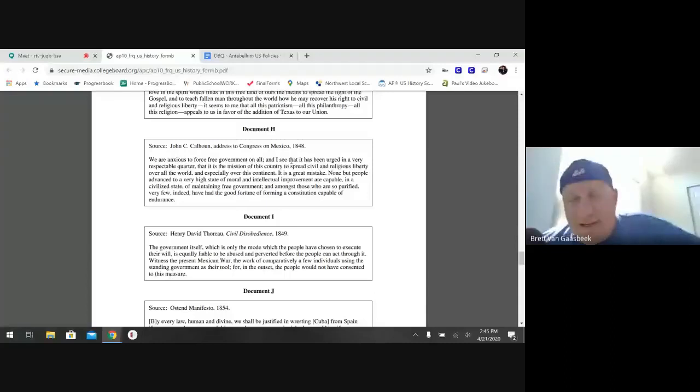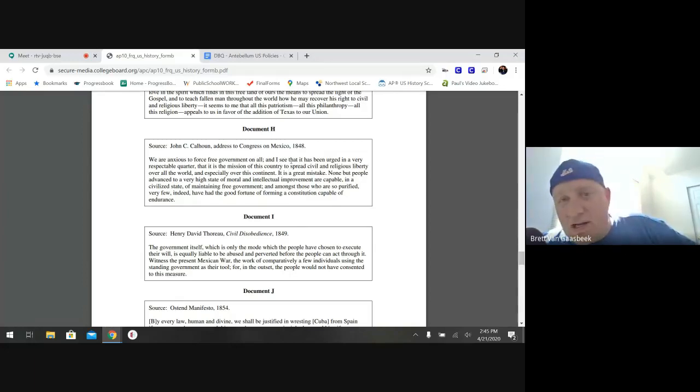Aren't smart enough to do it. That is basically what John C. Calhoun is saying. He is saying Mexico can't function because they do not have purified, moral, intellectual leadership. We, on the other hand, do. Now, of course, it's pretty self-serving because John C. Calhoun is himself one of those leaders. But let's be honest, it also has racial overtones as well.